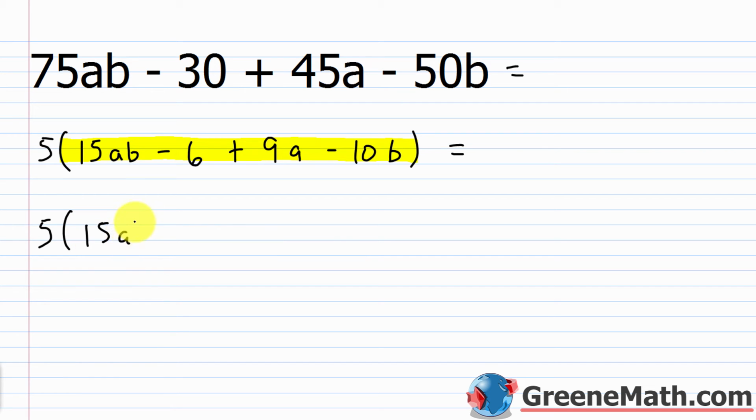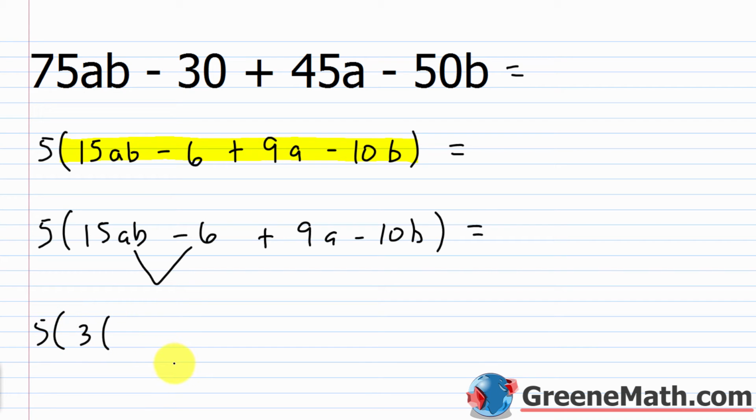So 15ab minus 6 plus 9a minus 10b. There's no way to factor this the way it is. If I look at this group of 2, I could pull out a 3. And what would be left is 5ab minus 2. But over here, I can't pull out anything. So plus, I could pull out a 1 if I want, or a -1. Let's just try 1. So 9a minus 10b. I don't have a common binomial factor here, so I'm kind of stuck there.